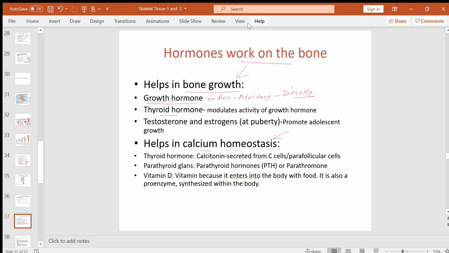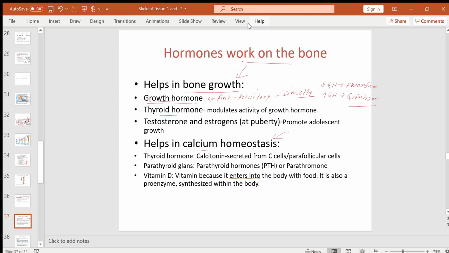And lack of growth hormone will cause what? Decreased growth hormone secretion will cause dwarfism. Makes sense, right? And if growth hormone secretion is more than normal during the growth of the body, that will cause giantism. Okay, that's why the normal amount of growth hormone secretion is important for the normal growth of the body or skeleton.